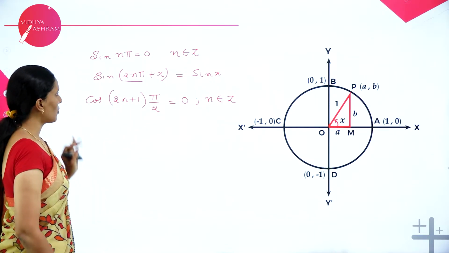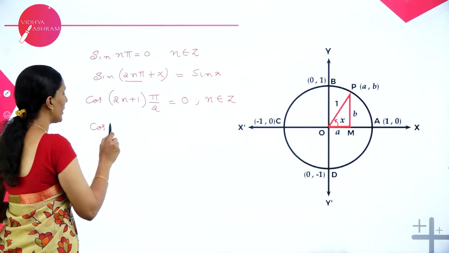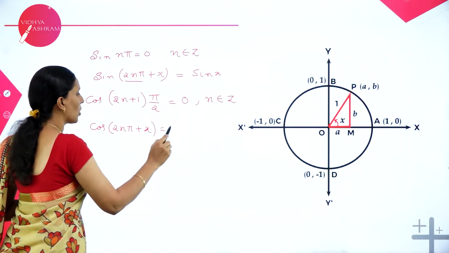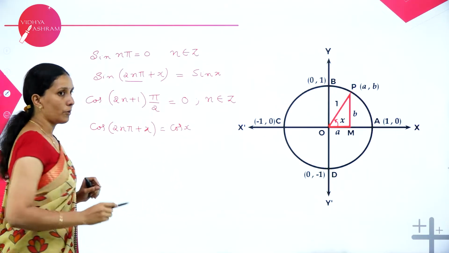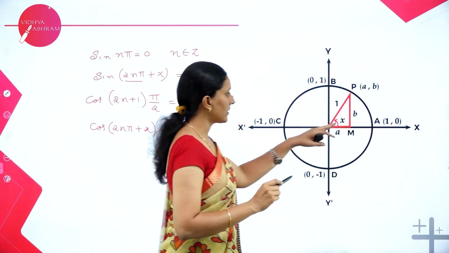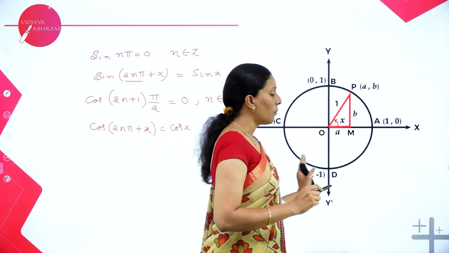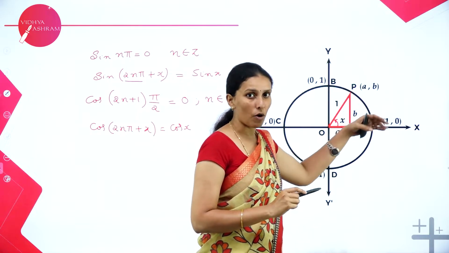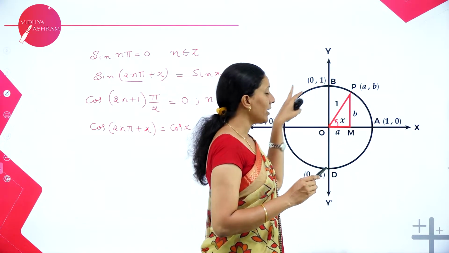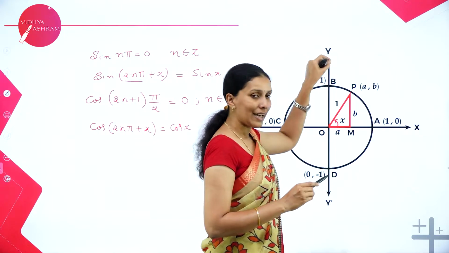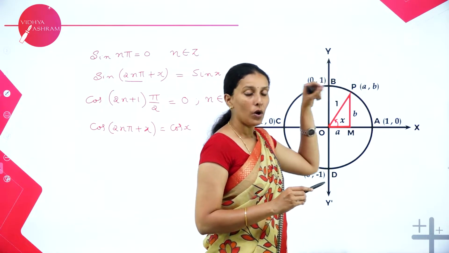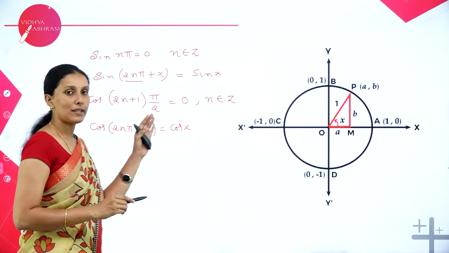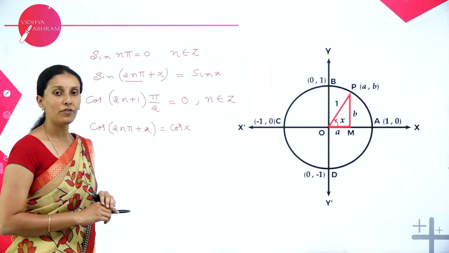And as in the case of sine, cos(2n pi plus x) is the same as cos x. Because when you get any angle more than 360, it can be expressed in the 360 plus x form. Since the value is periodic, the point lies on the same point, so its value is the same as x. That is why cos(2n pi plus x) can also be written as cos x.